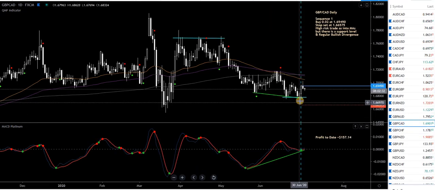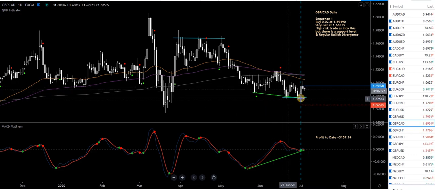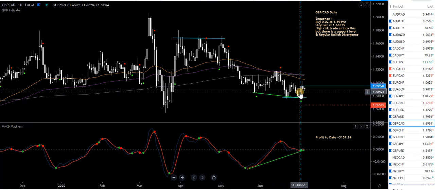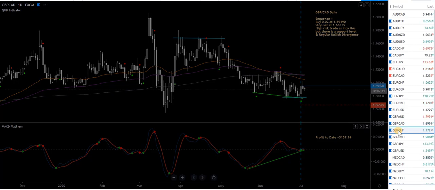Pound CAD took a buy a couple of days ago, stop in place down below the lows here. You can see my notes, little regular bullish divergence. Now I've got a support level, just not really doing it, not getting up there. Market's been pretty quiet. Pound Swiss.